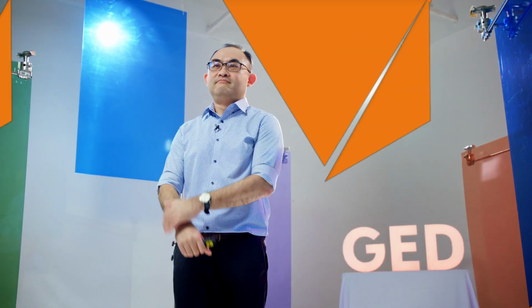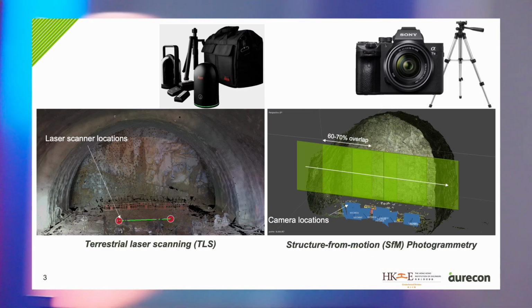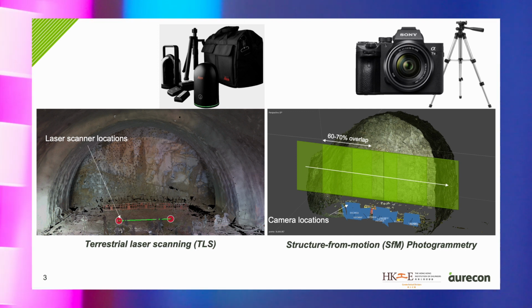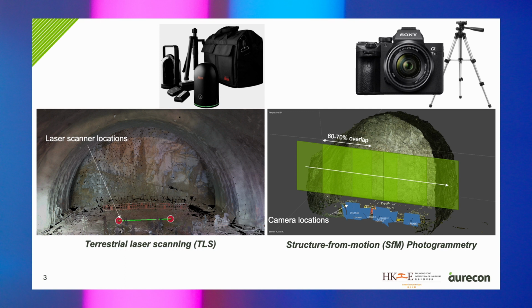Thank you, Jason. In the site trial, two remote sensing techniques, terrestrial laser scanning and structure from motion photogrammetry, were used to generate point clouds for the exposed sidewall tunnel surface. The laser scanning was carried out by a Leica RTC360 imaging laser scanner, which can produce color laser point clouds.